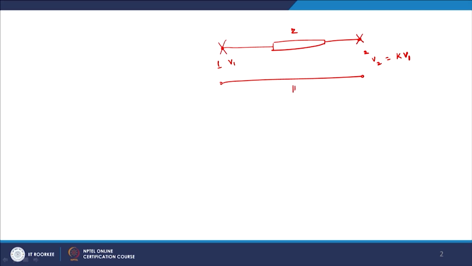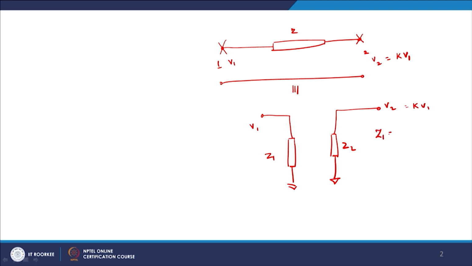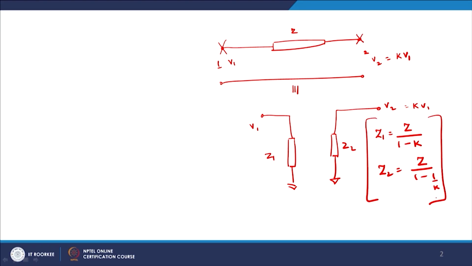So, there is a sort of feedback loop between nodes 2 and 1. Now, this can be replicated like this, where this is Z1, this is V1 once again, and this is Z2, and this is V2, which equals K V1. We can write Z1 equal to Z over 1 minus K and Z2 equal to Z over 1 minus 1 by K. A formal proof at this stage is beyond the scope of this course, but this is how it works out, which means that if I ground those two capacitances I get it.